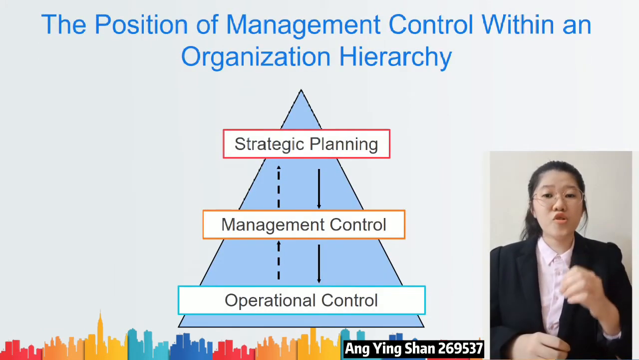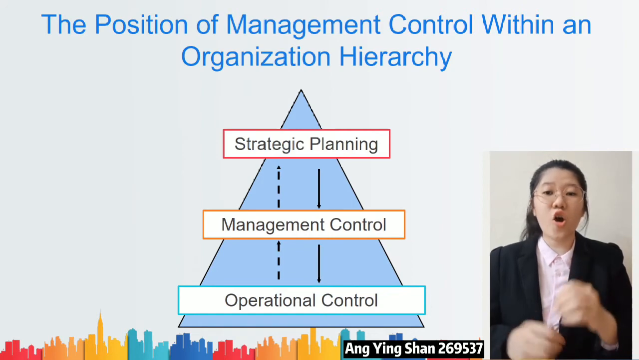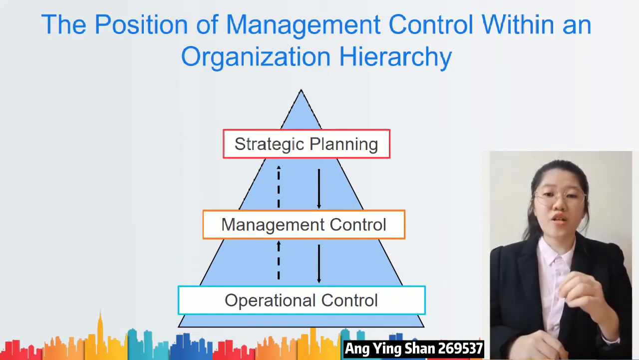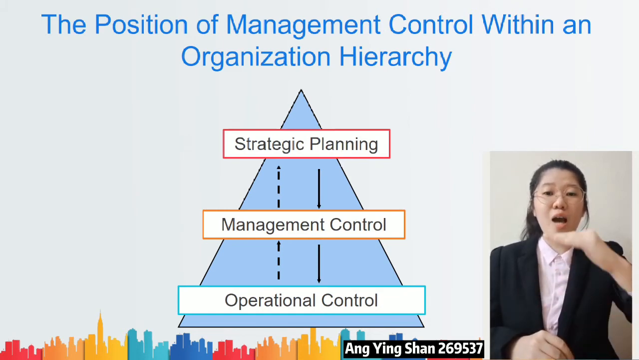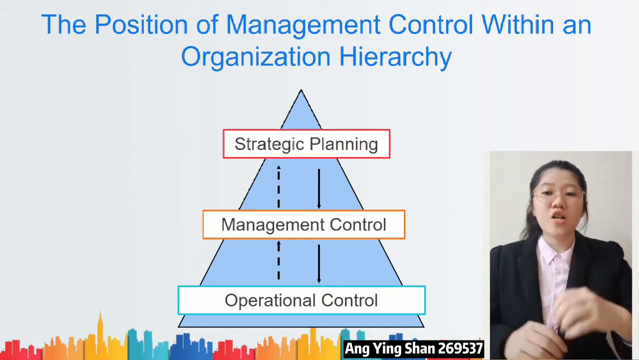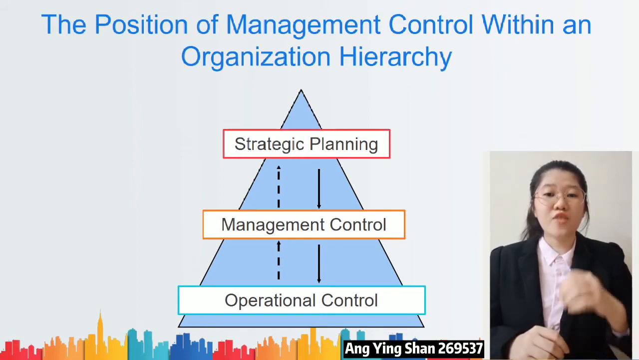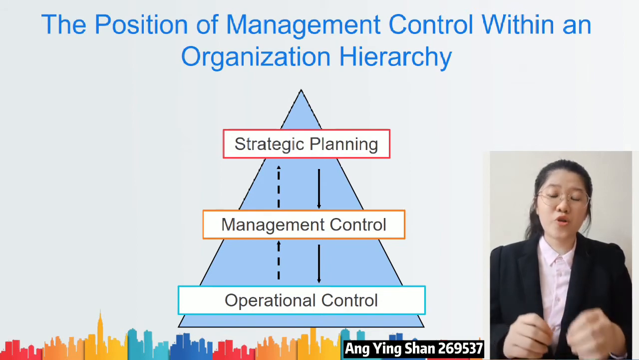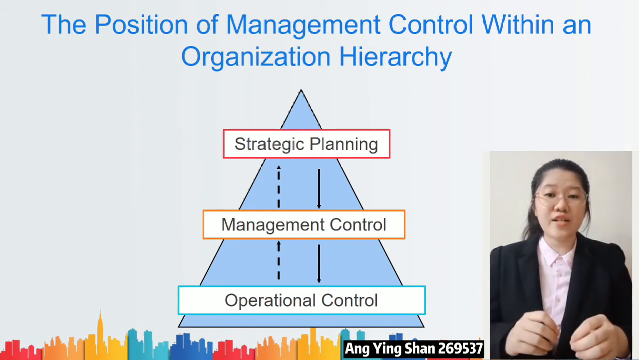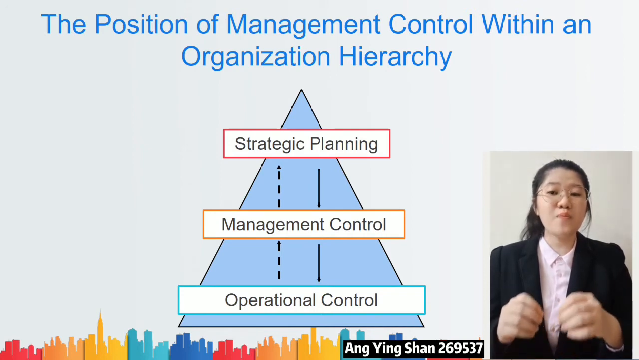Next, the position of management control within the organizational hierarchy is shown in a pyramid. Operational control is at the bottom, in the center is management control, and at the top is strategic planning. Operational control focuses on day-to-day operation control, management control is for a short-term period, and strategic planning focuses on the long-term period.